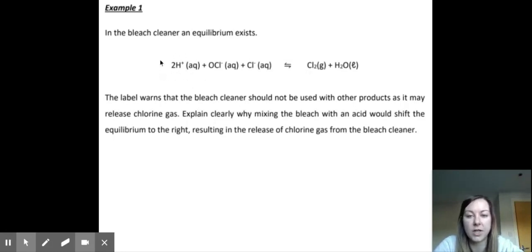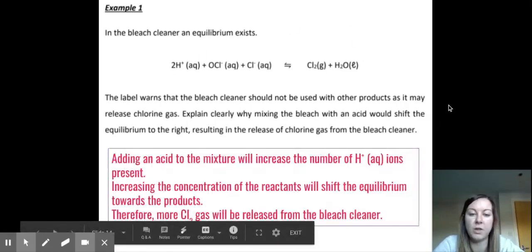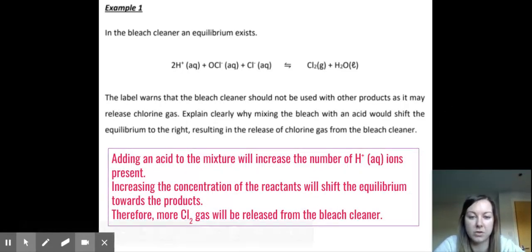In adding hydrogen ions from an acid, the system will try and reverse that by removing them, and it will do that by making more products. Chlorine gas and water are the products. So by adding lots of hydrogen ions, the system reverses that by producing more products, and that is going to produce more chlorine gas. You need to explain that in quite a lot of detail to get the marks.